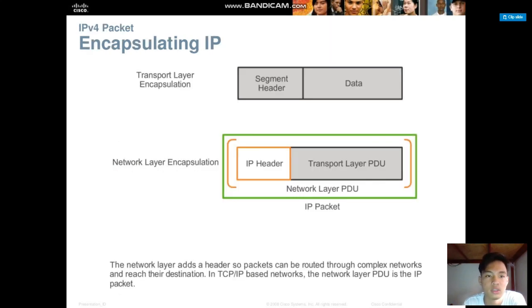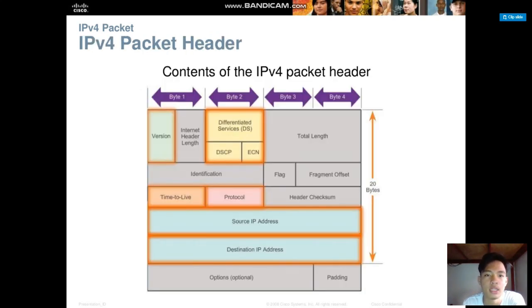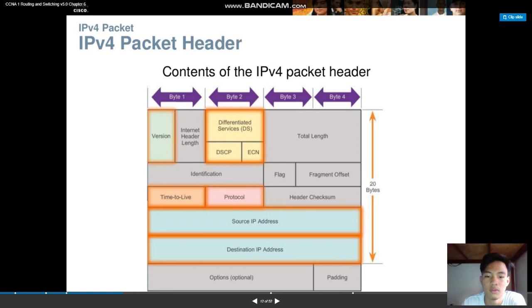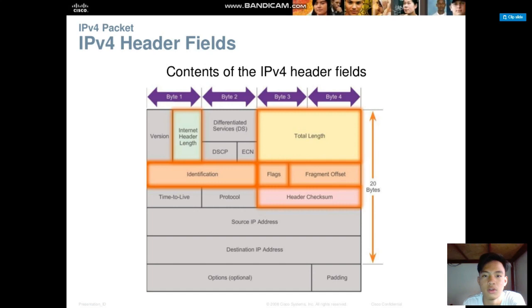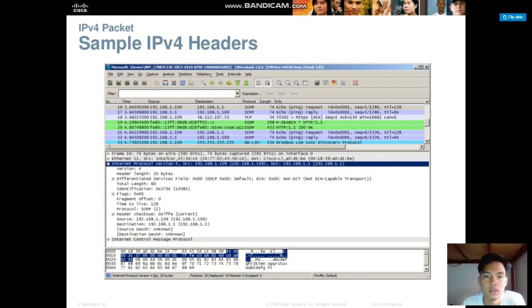So this is encapsulating IP. The network layer adds a header so packets can be routed through complex networks and reach their destination. In TCP/IP based networks, the network layer PDU is the IP packet. IPv4 packet header. So this is the content of the IPv4 packet header. We have this illustration and the IPv4 header fields. As you can see in this picture, we have a sample of IPv4 headers.